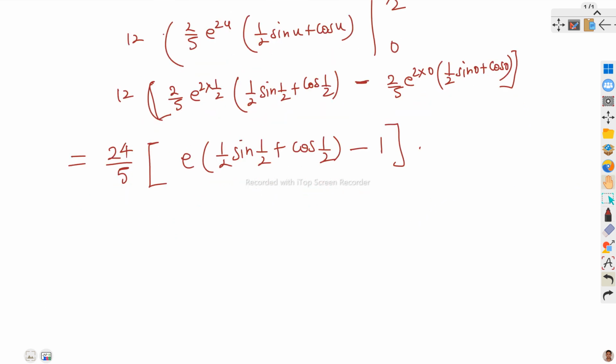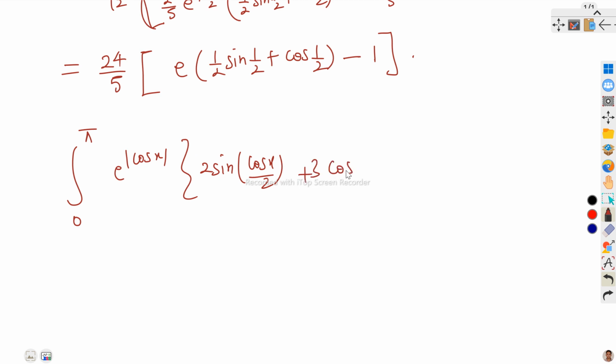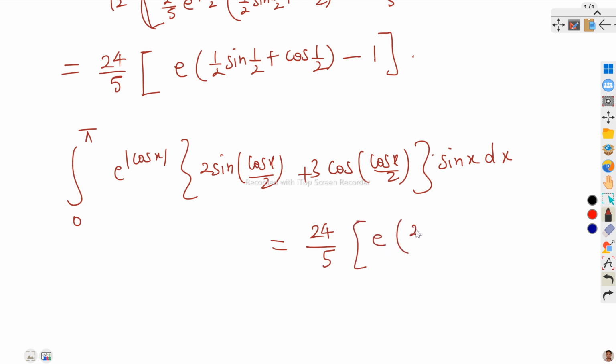So we have found that the answer of the problem, the integral from 0 to pi of e raised to power mod cos x times (2 sin of cos x upon 2 plus 3 cos of cos x upon 2) sin x dx, equals 24 upon 5 times (e times (1 upon 2 sin 1 upon 2 plus cos 1 upon 2) minus 1). This is the answer of the given problem.